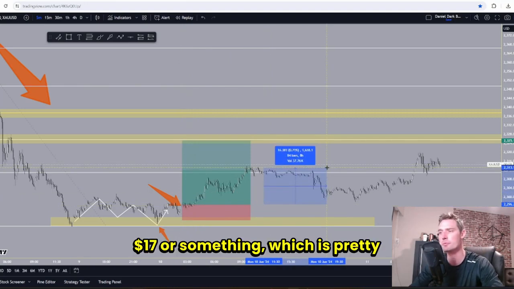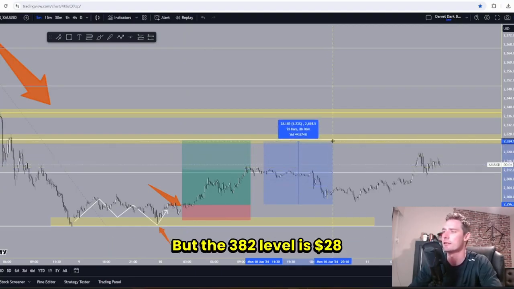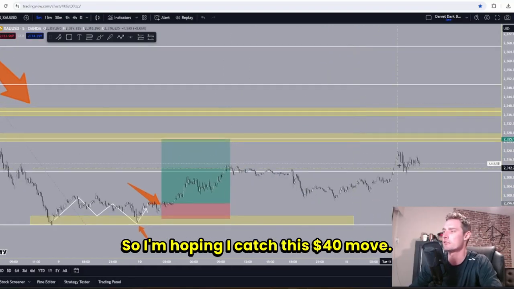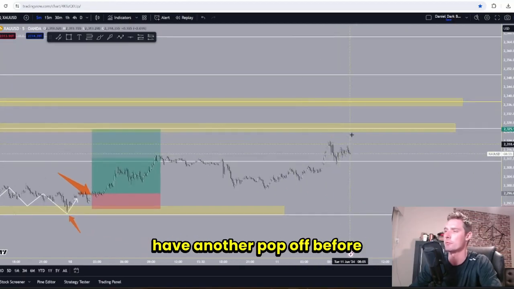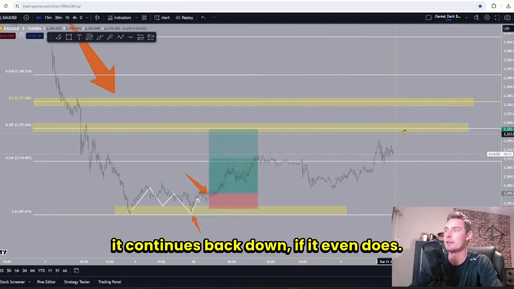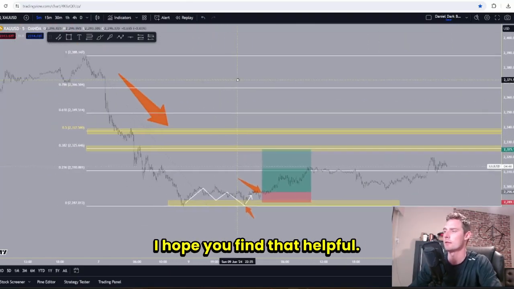$17 or something, which is pretty good to catch for gold as well. I mean, that's nothing to laugh at, right? But the 382 level is $28, and the 50 level is a $40 move. So I'm hoping I catch this $40 move. I think we'll have another pop off before it continues back down, if it even does. But yeah, that's just my day trade setup, one of them. I hope you find that helpful.